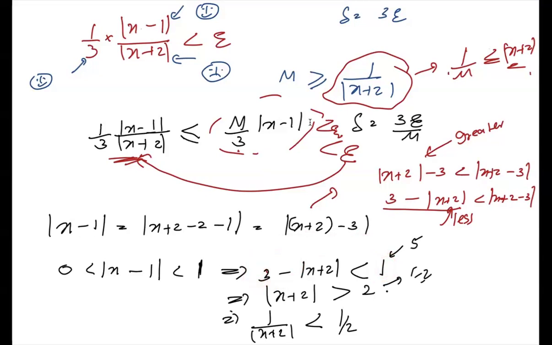Then you can substitute that one, and this implies 1 over 3 times |x minus 1| divided by |x plus 2|. This is less than 1 over 6 times |x minus 1|, right? This is very easy. Now, all we have to put is delta equals 6 epsilon and we are done, right? So we would write delta equals minimum of, I would say, 1 and 6 epsilon.